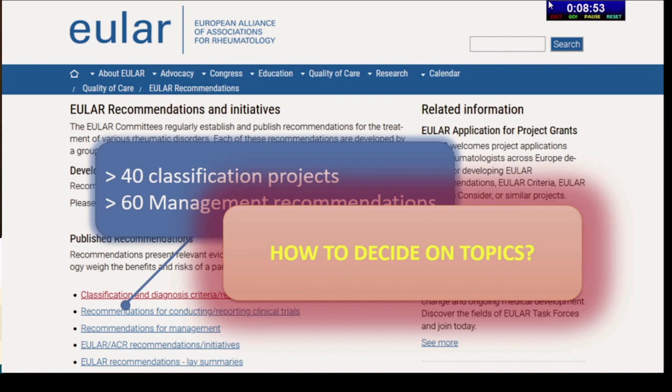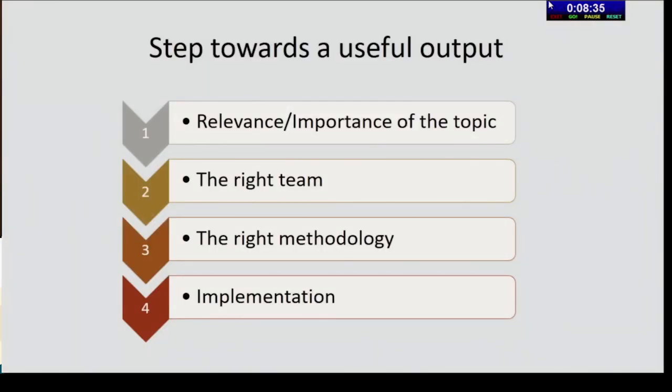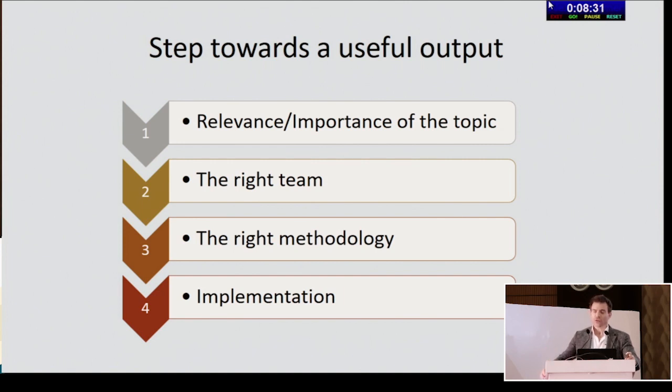Because if you are a person working on a very specific field, that might be the interest of your life. You will propose this, but it may not be relevant to a larger community. So EULAR needs to find some formal and objective ways to decide which topics are relevant. And I think if the output needs to be useful, then a few things need to be in order.